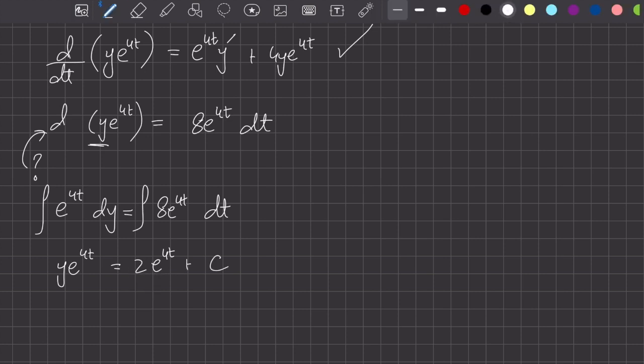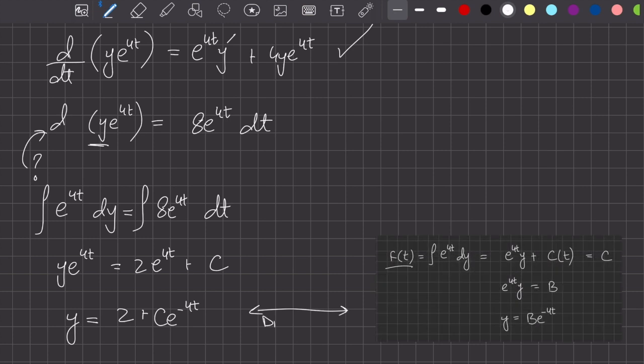Divide e power 4t on both sides to get the final answer. Y equals 2 plus c times e power negative 4t. Why is there a 2 in this answer and not in the previous one? The answer is simple. 2 is just a constant, so basically our constant c in this case, and constant b in the last answer will differ slightly.